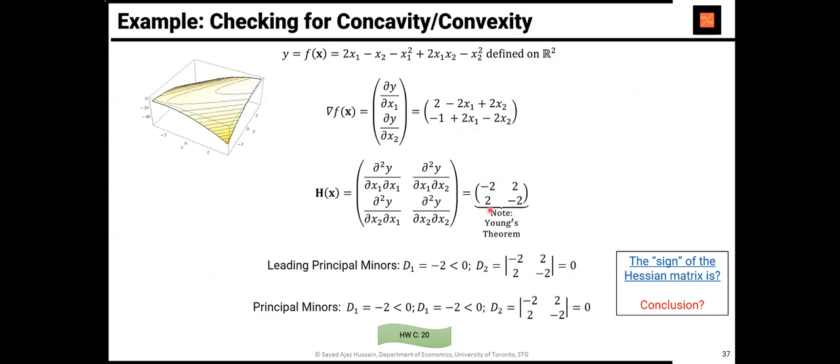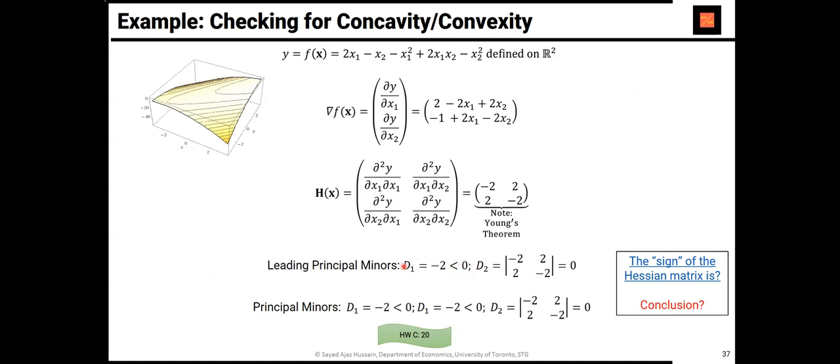And now the question is: is it concave, convex, strictly convex, etc.? So we have to find out what the sign of this matrix is. To do this, I look at the leading principal minors. I notice that the first leading principal minor, which is this thing right here, is negative. So right off the bat, I know there's no way this function can be strictly convex, or for that matter, convex, right?